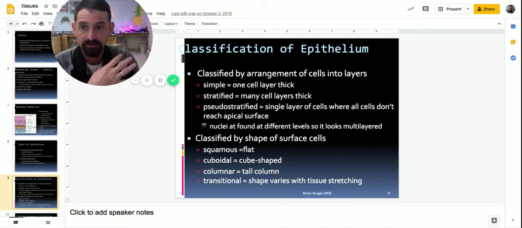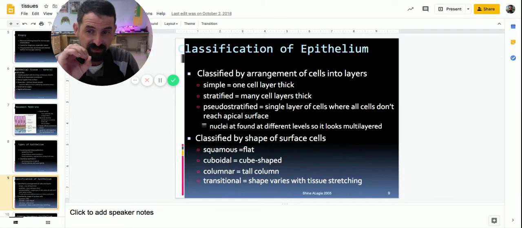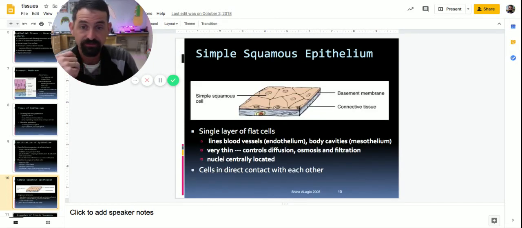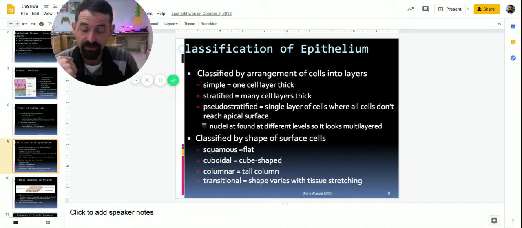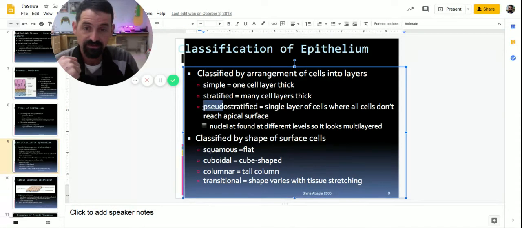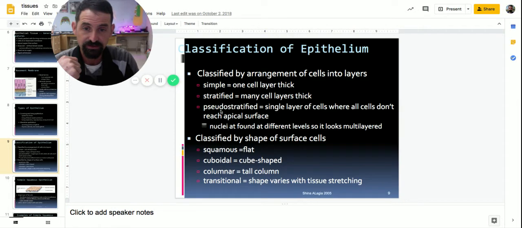This would be like the lining on the inside of your blood vessels. It's lined by one cell thick. Stratified is many cell layers thick. Your skin has many, many layers of cells all stacked up to make your skin as a whole. There is another type called pseudostratified. That prefix pseudo means fake or false. So it looks like it's stratified, but it's really not. It just means all the cells don't reach the outer surface. It looks multi-layered, but it's not.